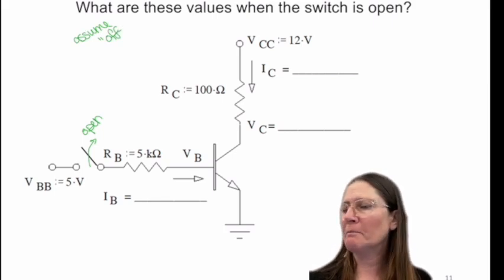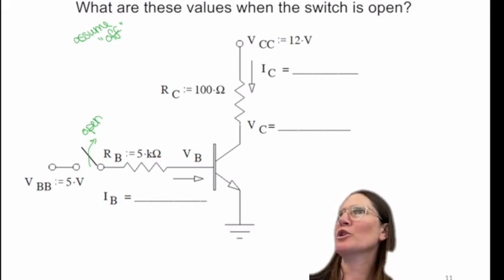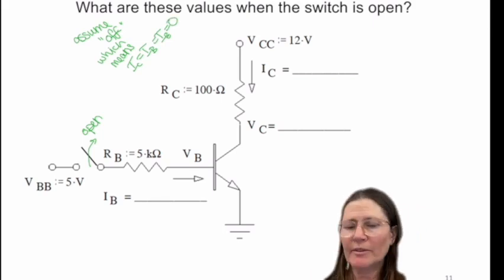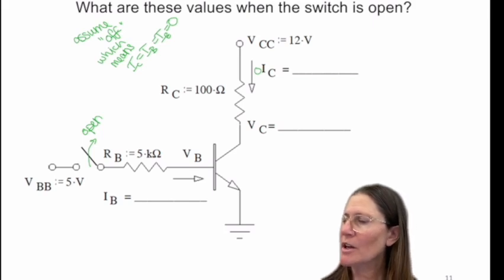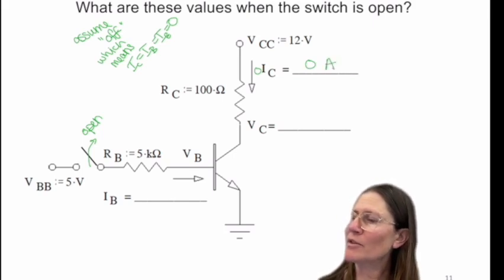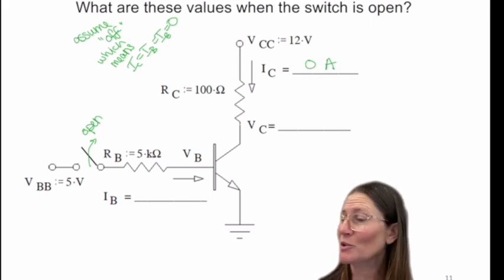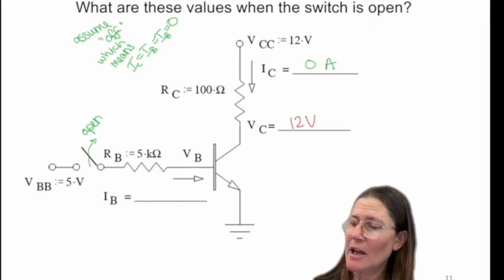What does off mean? What are the currents for off? It means that all of these are 0, so 0 amps here in the current. If I have 0 current, what is VC? 12 volts, correct. And IB will be 0 also.